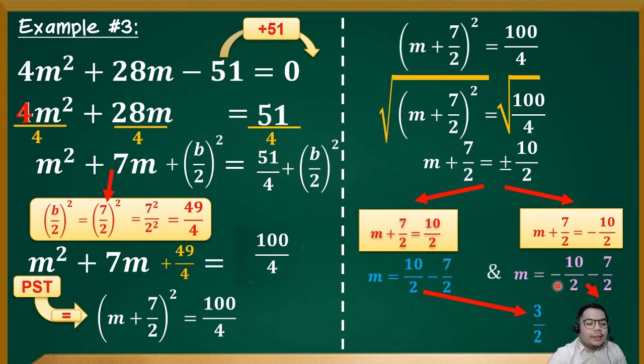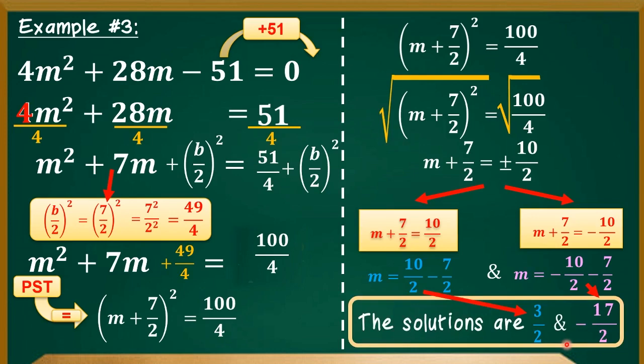Next, we have another one. We move the 7 over 2 to the right side, so it becomes minus 7 over 2. Negative 10 minus 7 will be equal to negative 17. So this will now be equal to negative 17 over 2. So the solutions will be these two values: 3 over 2 and negative 17 over 2. I hope you understand this example.